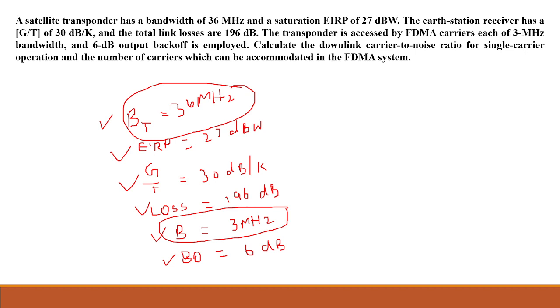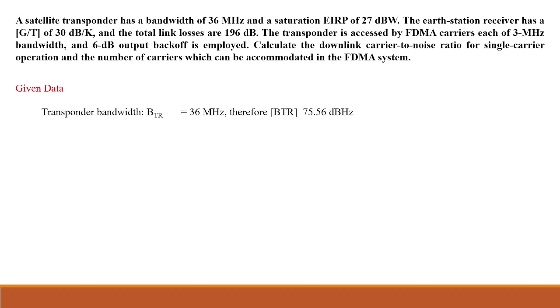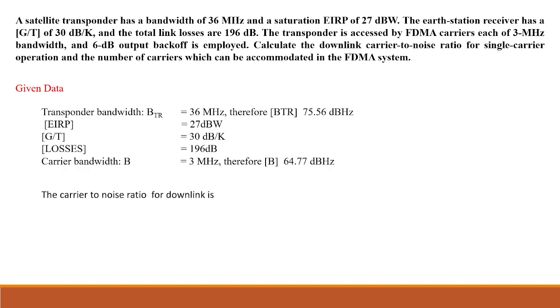So now look into the data given. This is what we have stated so far: bandwidth of the transponder, EIRP, G by T, losses, and everything. The rest of the parameters are in decibel, but the transponder bandwidth and carrier bandwidth are given in megahertz. Now we need to convert these into decibel equivalent. So how can we do it?